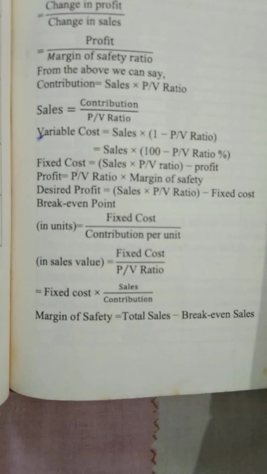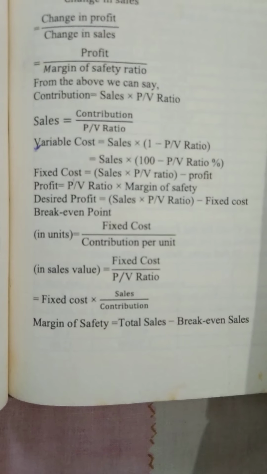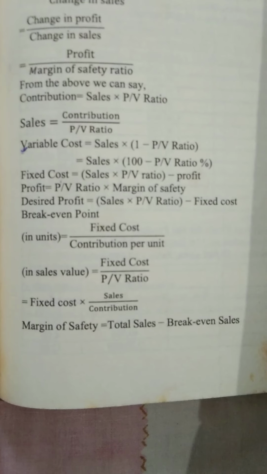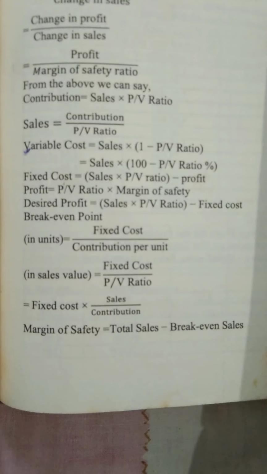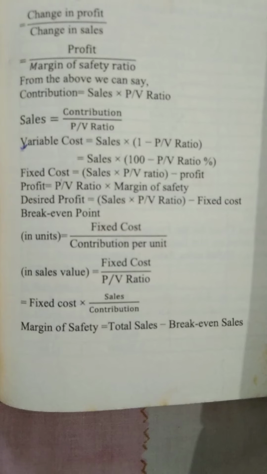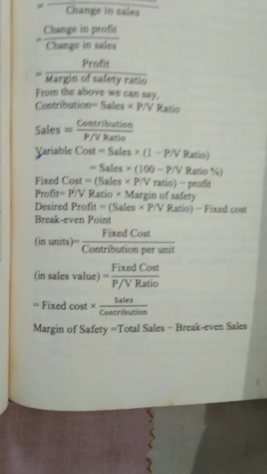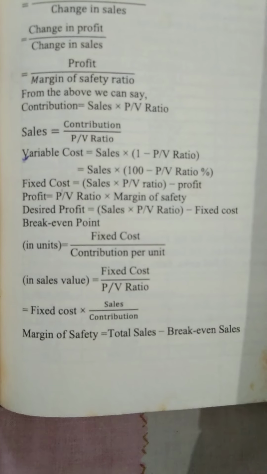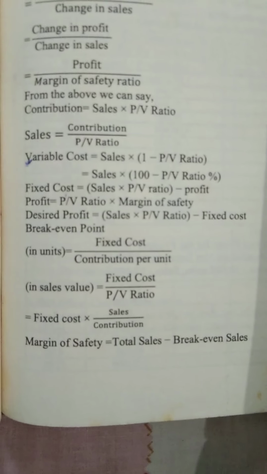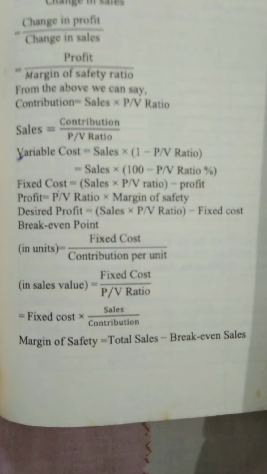If we are interested in finding the break even point in units, then the formula is fixed cost by contribution per unit, and in sales value, that is fixed cost by PV ratio, and another formula is fixed cost by contribution.